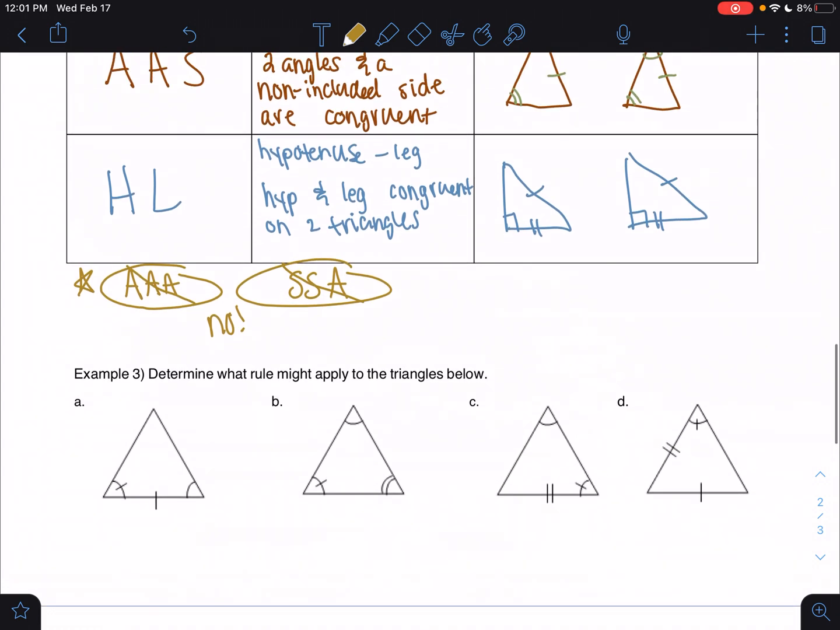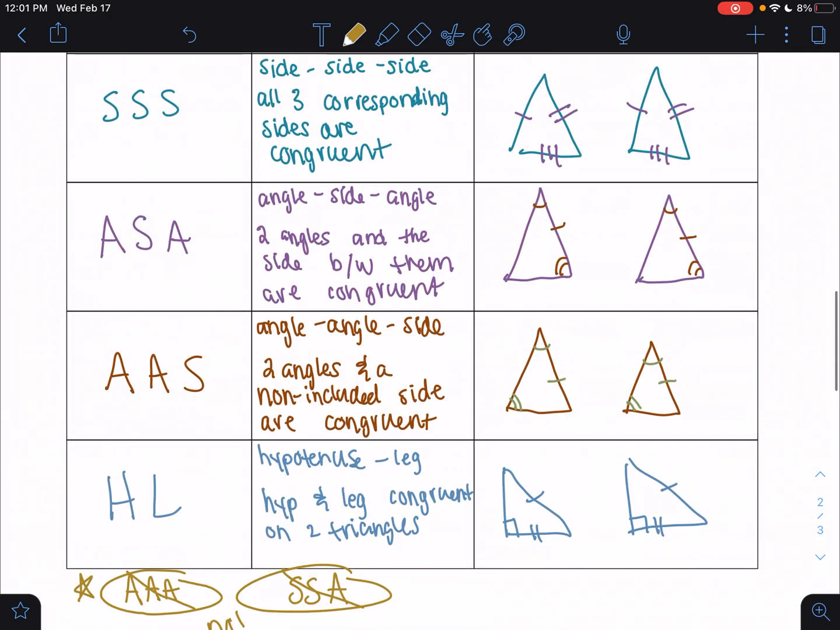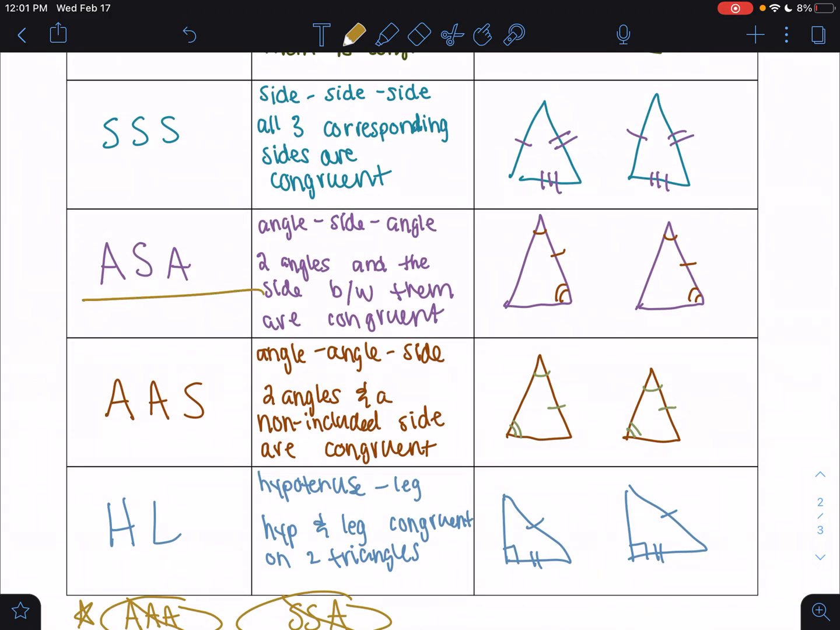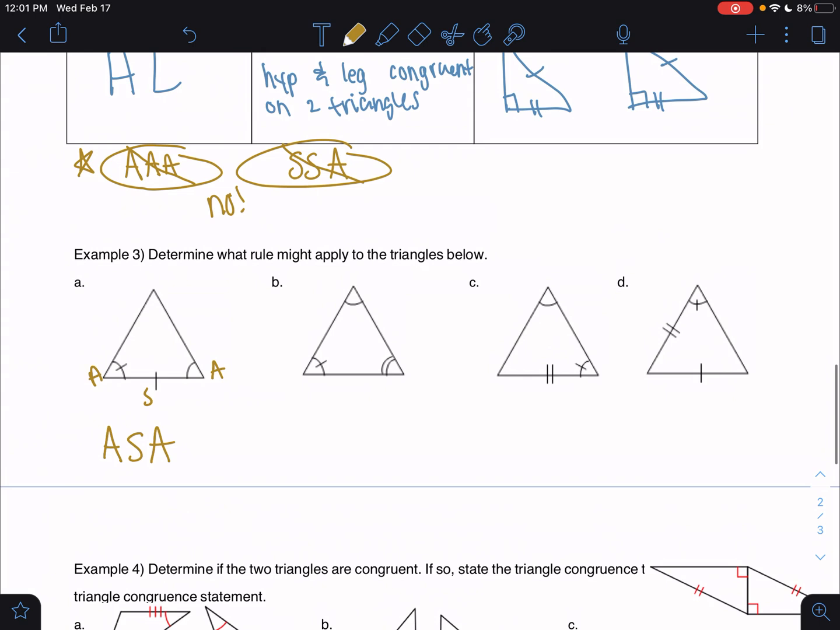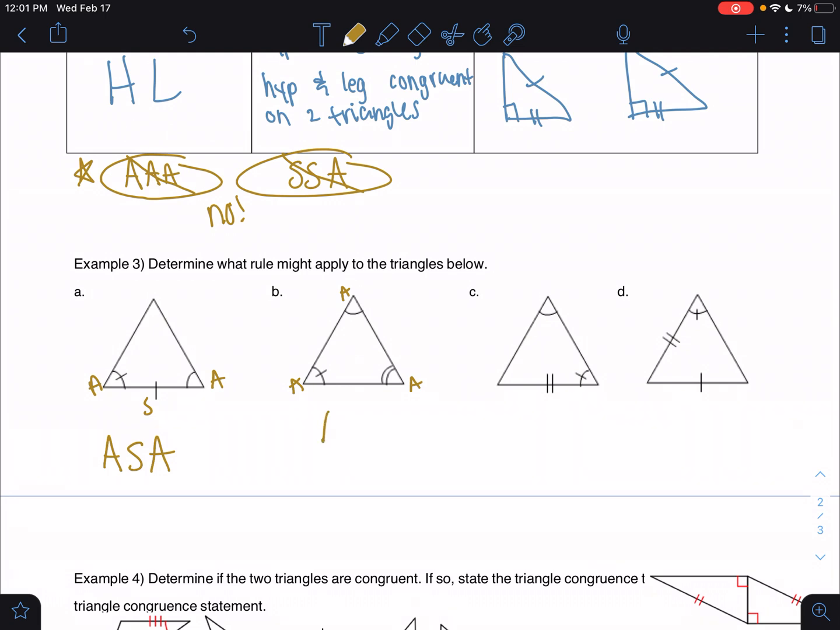So we're going to look at these triangles down here and determine what rule might apply to them, whether or not it would work. Just looking at it, which rule might we think of? So the first one here, I see an angle, a side, and an angle. And if I scroll back up, that is one of my theorems. So I'm going to put angle, side, angle. Here I have an angle, and an angle. That is one of the ones that I said would not work, right? So we're going to say that no, this wouldn't prove any congruence.